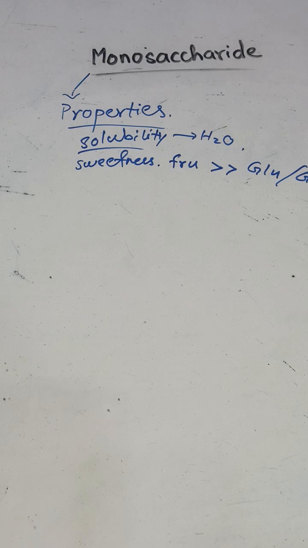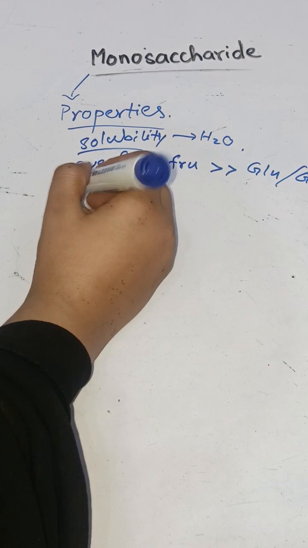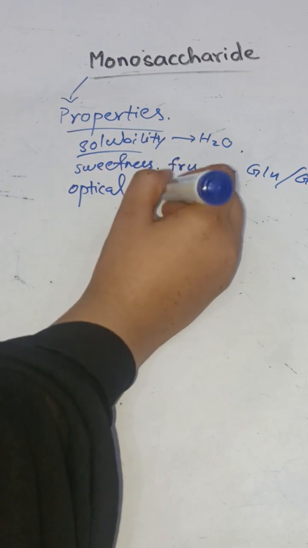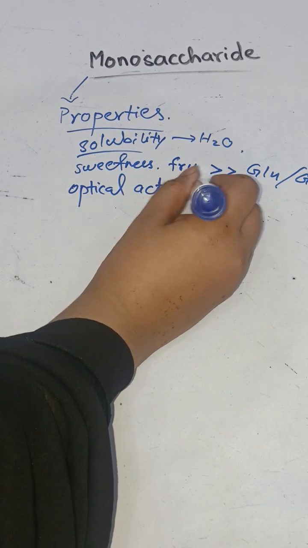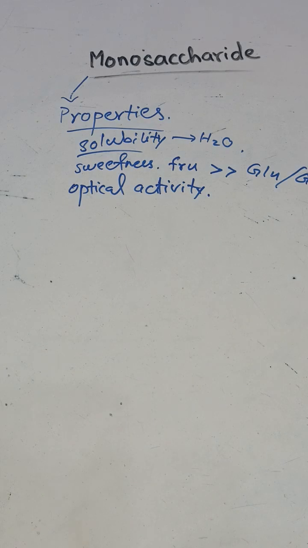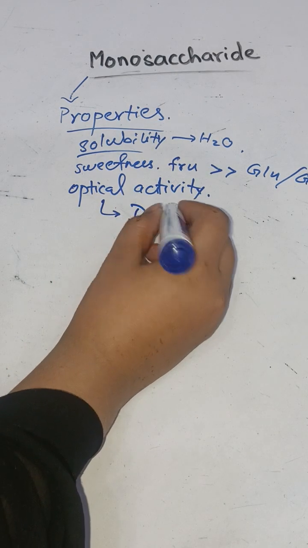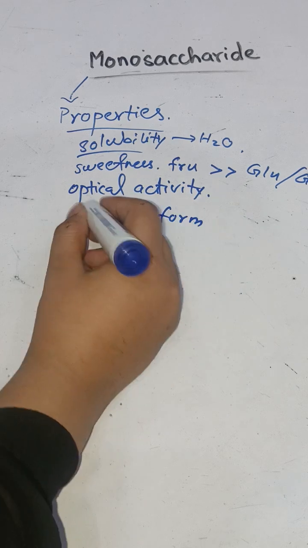The third property is optical activity. So what is optical activity? Optical activity means to rotate plane polarized light, and whether it rotates to the left side or to the right side. On the basis of optical activity, we have divided the monosaccharides into the D form or the L form.